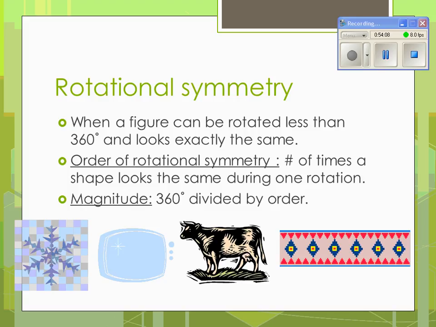How about the cow? What's the order on it? 360. 1, and then the magnitude is 360. What the heck is that blue thing, Ice Cube? It's an old TV screen. How about the band over there? What's its order going to be? 2, and what's its magnitude?